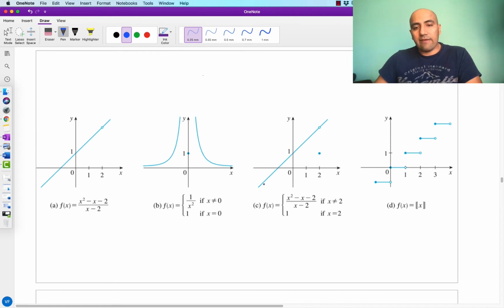Same thing with this one. I'd have to lift my pen to go over that little hole and draw the rest and then come back and draw that dot. So again, I'd have to lift my pen. And then this one, obviously, I'd have to constantly lift my pen to draw these graphs. Okay, so these are all discontinuous.